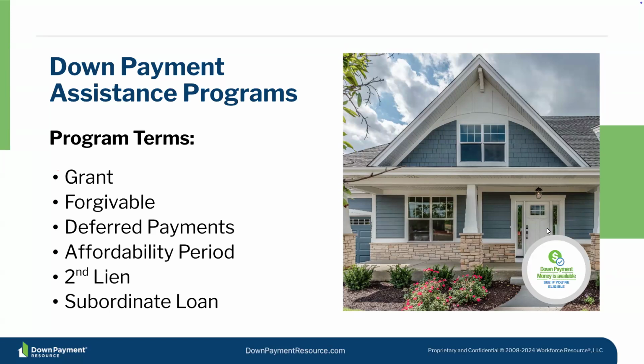So, for example, many programs stipulate that the buyer occupy the property for a certain number of years. That may range from 3 to 10, as an example. And then the lien is forgiven, essentially becoming a grant. Now, for those programs that are not grants, many will take second or third lien position to allow for layering of additional assistance programs.